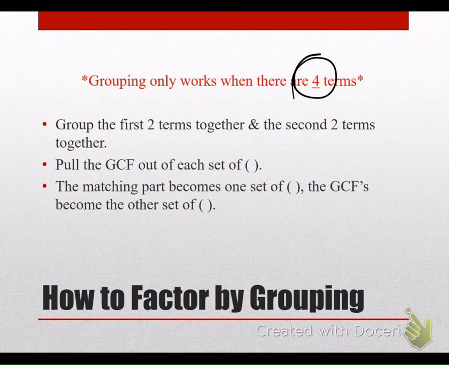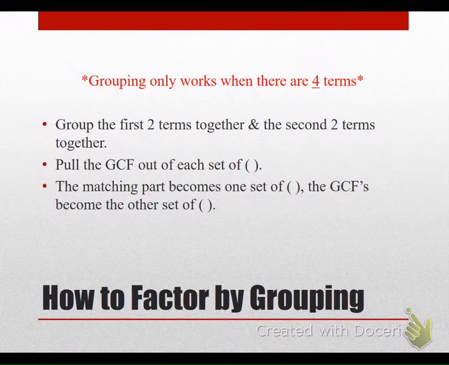So here's how we do it. We're going to group the first 2 terms together in a set of parentheses, and then we're going to group the second 2 terms together. We're then going to pull the GCF out of each set of parentheses. So we're going to have 2 sets of parentheses. We're going to look at each separately, and we're going to pull out the GCF. Lastly, the matching part will become 1 set of parentheses in our final answer, and the GCFs will become the other set of parentheses. Now, let me show you what that means.